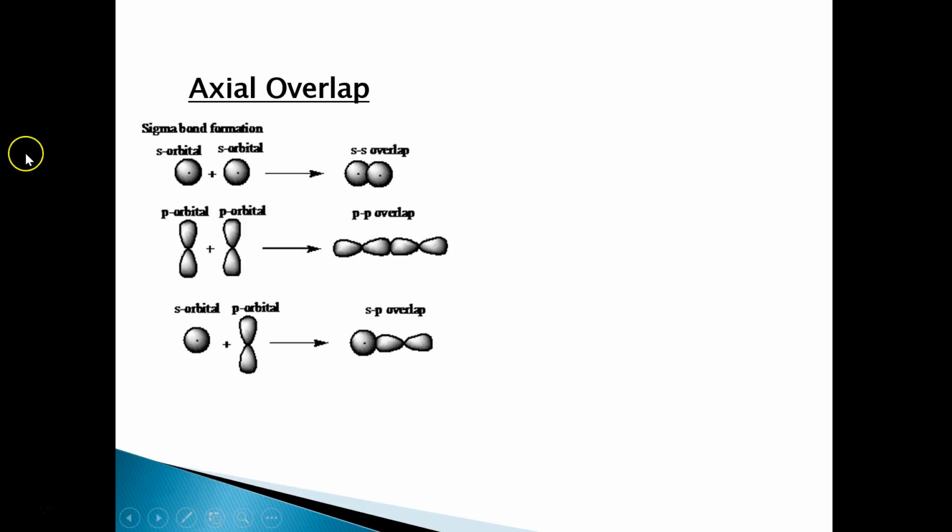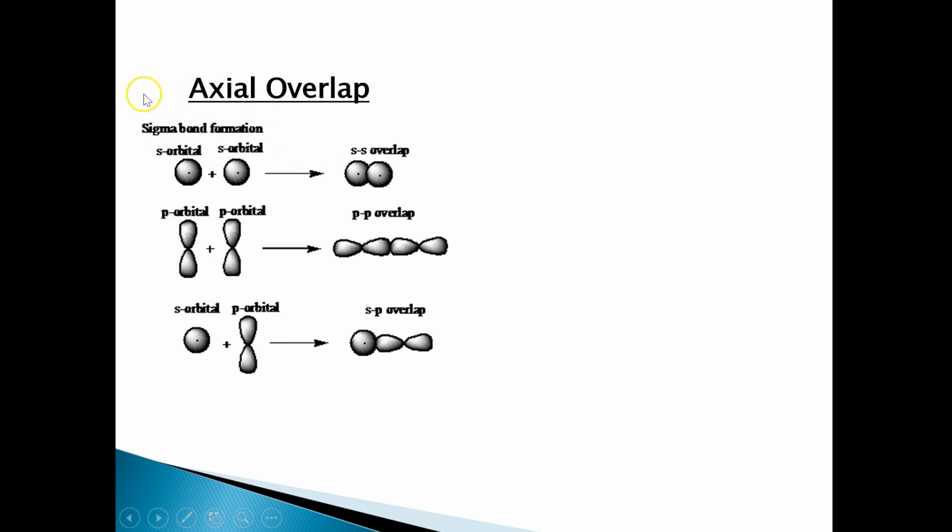So axial overlap looks a little bit like so. You can have different combinations of orbitals combining, but the common thread is that they're all combining in a head-to-head arrangement. So we can have two s orbitals combine, and that region of overlap is where the bonding electrons will live, that shared pair of electrons. And you could have two p orbitals combining. Now they have to turn 90 degrees to achieve the head-on overlap, or you could also have an s and p orbital overlapping. Now, all three of these examples are examples of sigma bond formation.